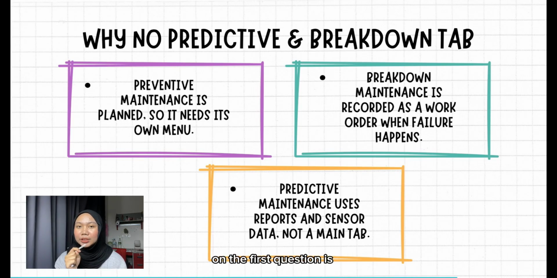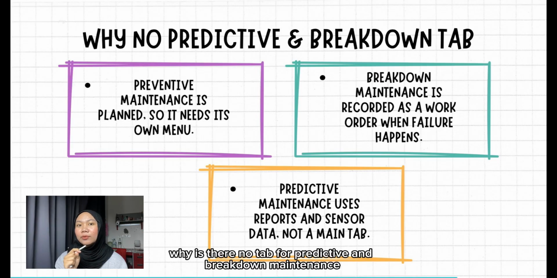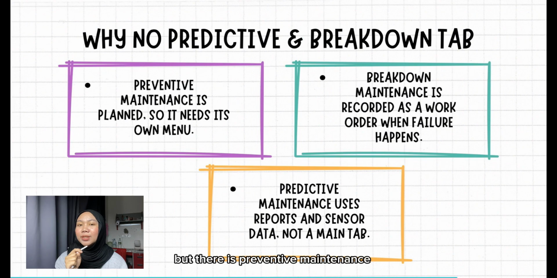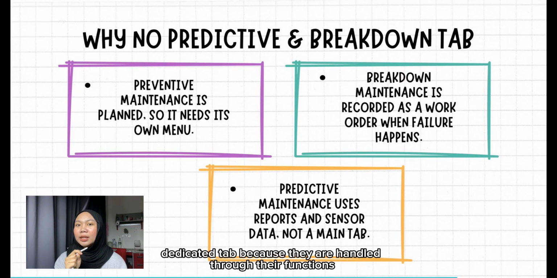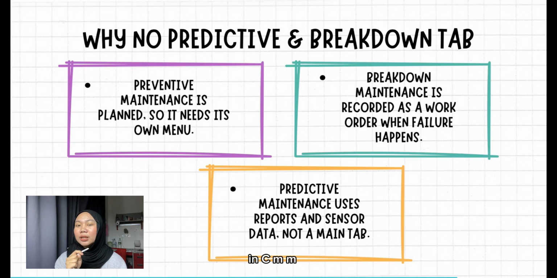The first question is, why is there no tab for predictive and breakdown maintenance, but there is preventive maintenance? So, predictive and breakdown maintenance usually do not need a dedicated tab because they are handled through their functions in CMMS.